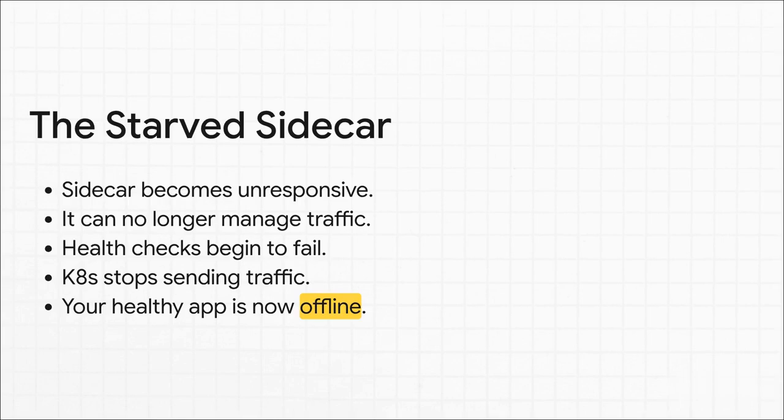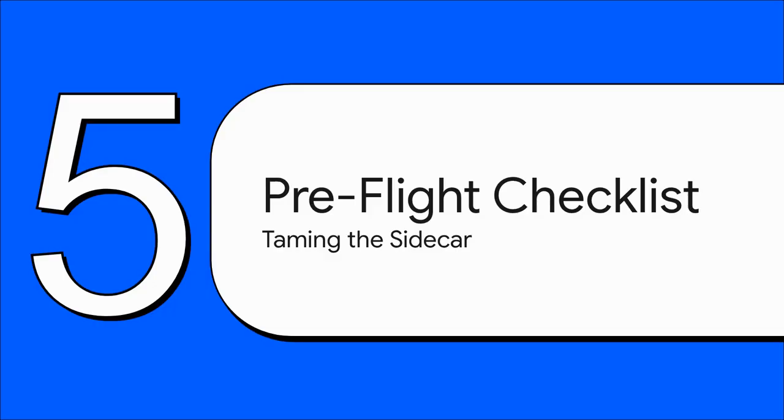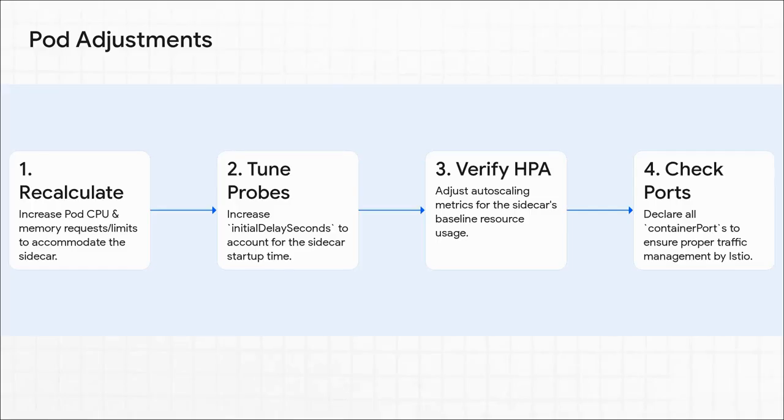And here's the craziest part. Your actual application container could be inside, running perfectly, totally healthy. But it doesn't matter. It's now completely isolated from the world. A failing bodyguard has taken a healthy client completely offline. Okay, that sounds pretty scary, I know. But the good news is, all of this is totally manageable. You just need a solid pre-flight checklist to make sure you tame this sidecar before you let it loose on your critical applications. Here it is, number 1.